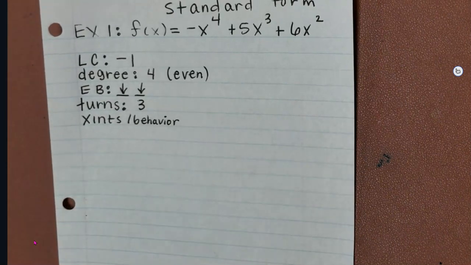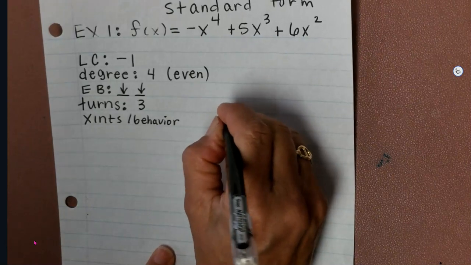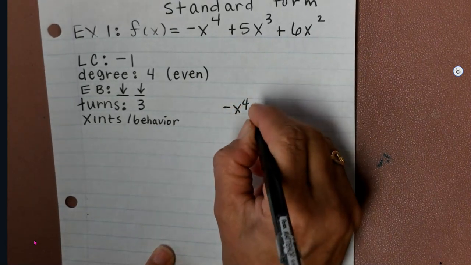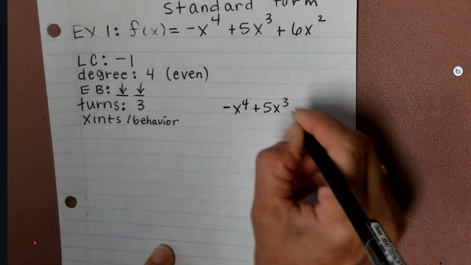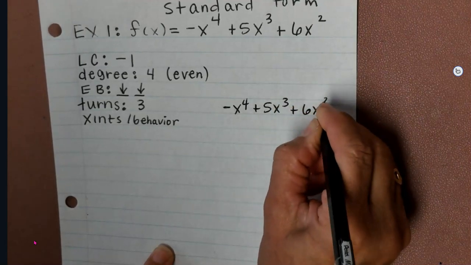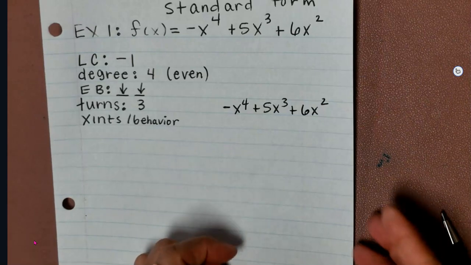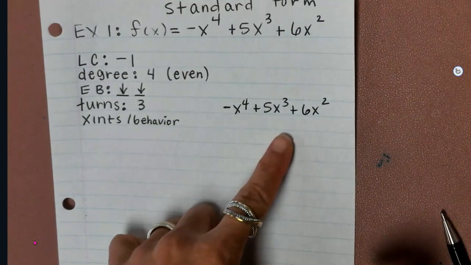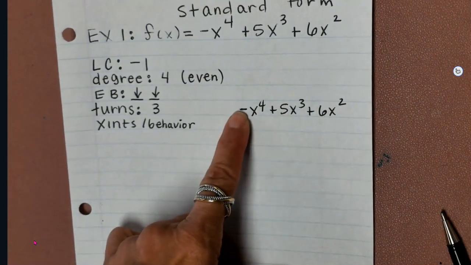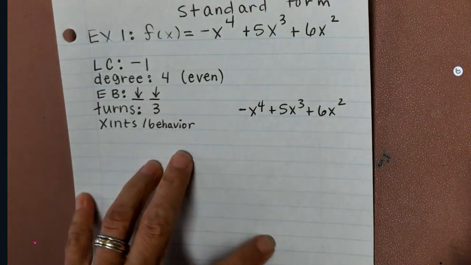X-intercepts and the behavior. The only way we're going to be able to get that is by factoring. So let's factor this. Remember, it was -x to the 4 plus 5x to the 3rd plus 6x squared. If it starts with a negative, you have to factor out the negative. You have to separate the negative. There's also a GCF here, so they all have at least 2 x's.